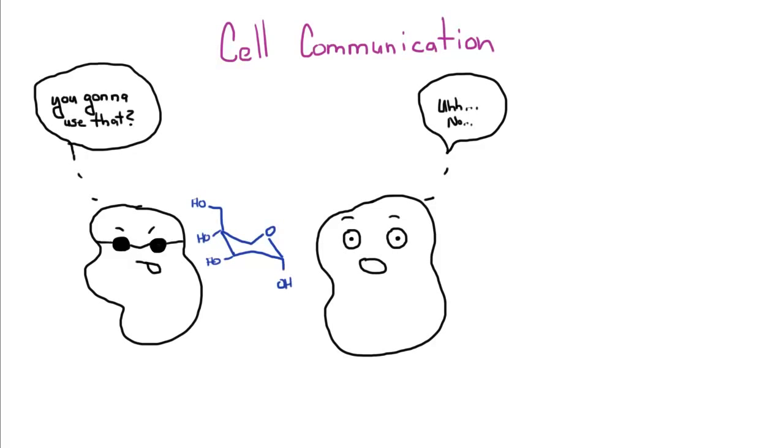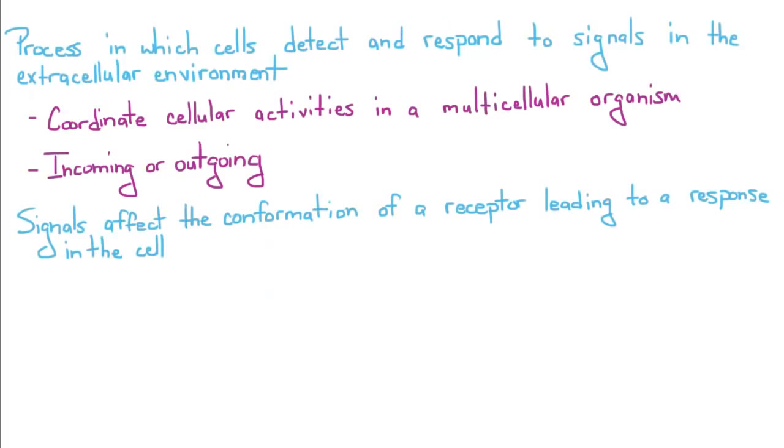Basically, cell communication is how cells talk to each other, how they get to know each other, how they figure out what each other wants, all of that good kind of stuff. A more formal definition of cellular communication is the process in which cells detect and respond to signals in the extracellular environment. This is how multicellular organisms coordinate cellular activities, and cell signals can be either incoming or outgoing.